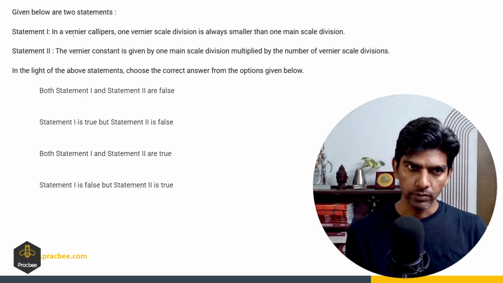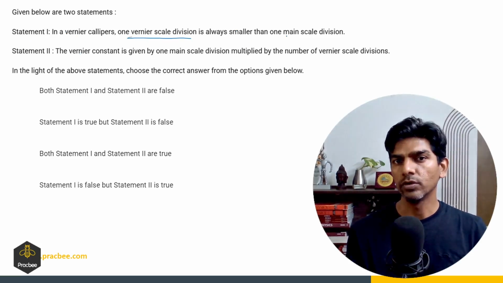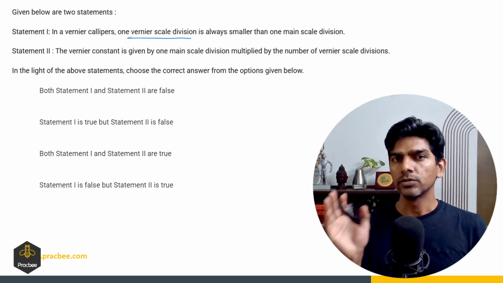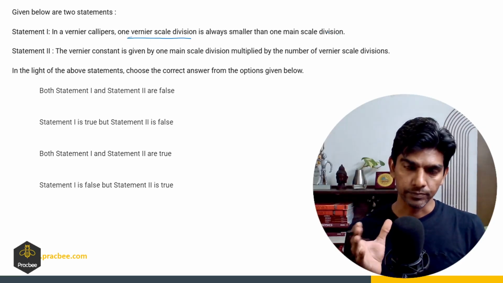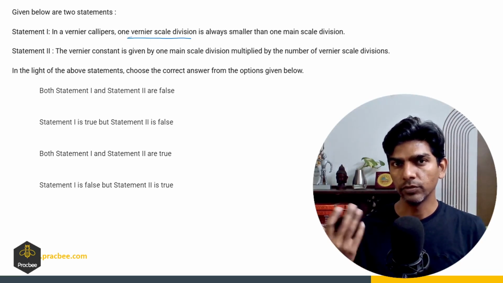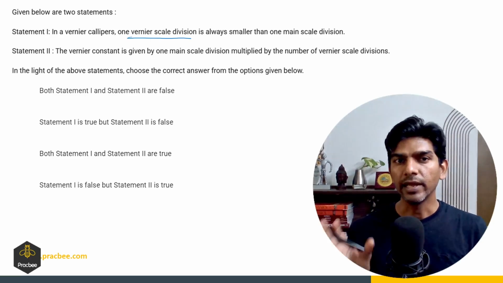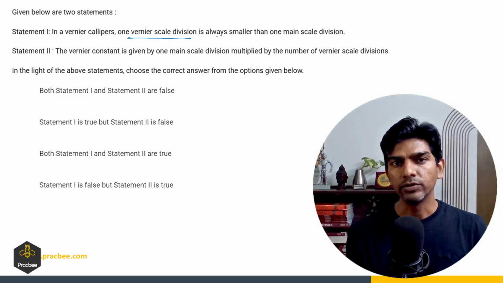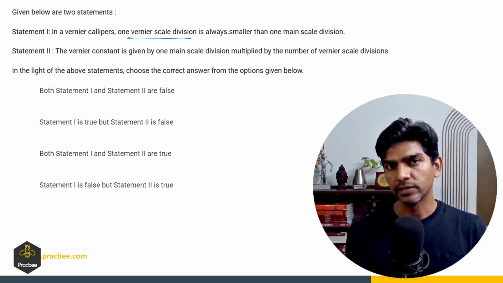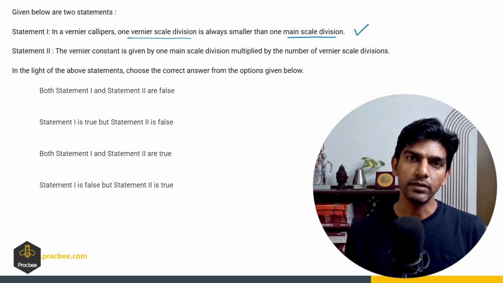So statement 1: in a Vernier calipers, one Vernier scale division is always smaller than one main scale division. Whatever Vernier calipers are available in the market, and which you are going to use when you pursue your engineering, will have the Vernier scale division always smaller than the main scale division. So by that logic we can say statement 1 is correct.